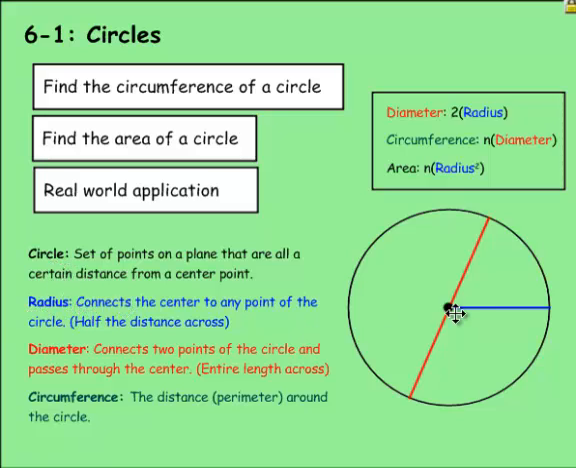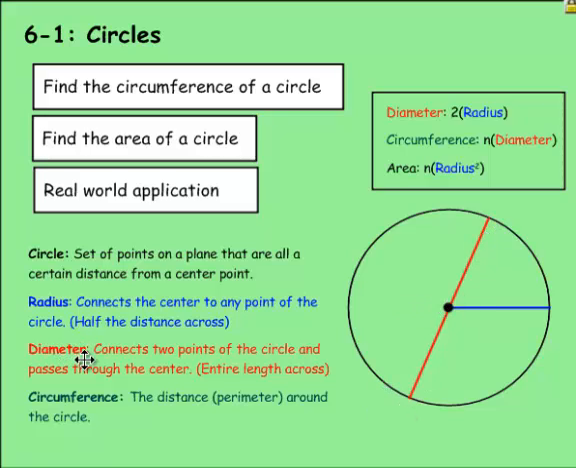The radius then, which is blue here, connects the center point to any point on the circle. So that can be going in any direction to the outside of the circle. Therefore, it's half the distance across because it cuts out this other half. The entire distance across then is red here.